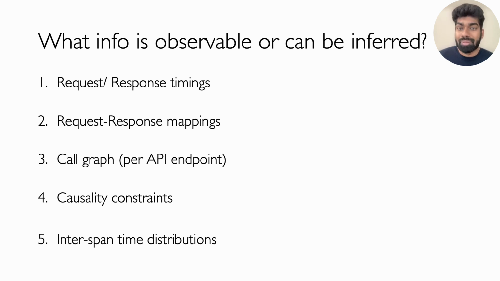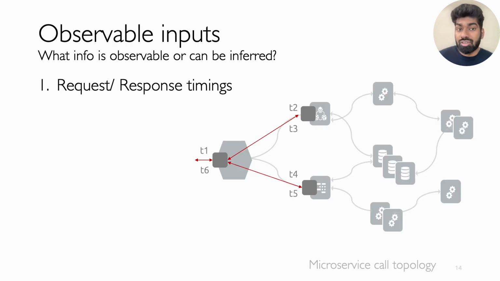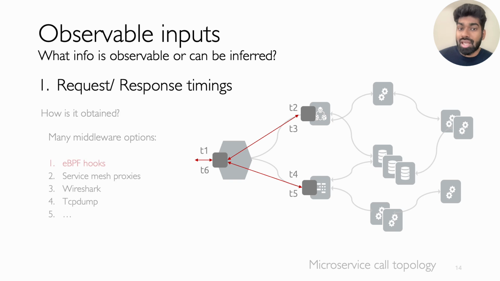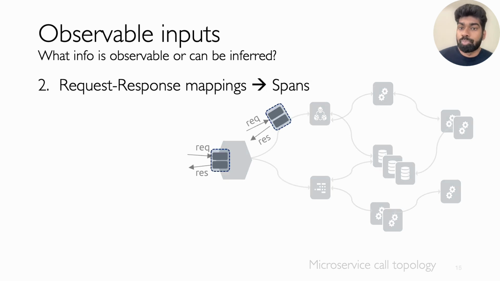tracing accuracy will be. So for example, the first kind of information is the request response timings, such as T1, which is when the request arrives, and T6, which is when its response goes out. We can use any sort of middleware which can intercept a stream of requests to log the timestamps. We use eBPF to get this information, but a service mesh proxy, a Wireshark or TCP agent are all equally good candidates to get this data.